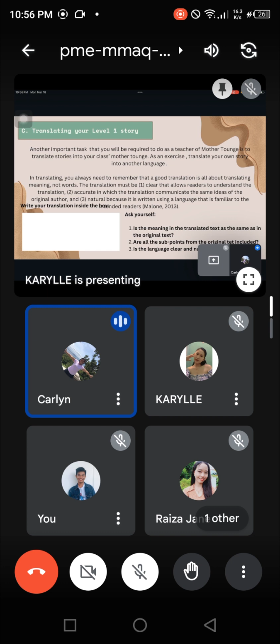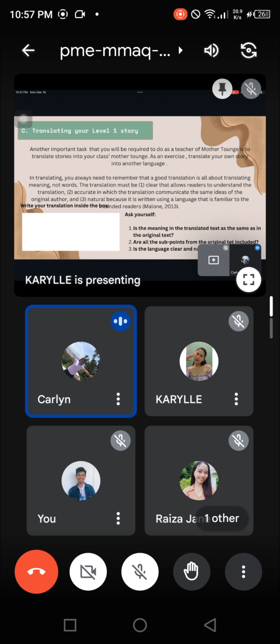So, ibig sabihin, dapat mag-match kung ano yung sa original na punto or yung concept na gusto ipahiwatig sa story, dapat ganun din daw po yung magiging punto or concept sa translation ng text. Pangalawa, are all the sub-points from the original text included? Yung mga maliliit na detalye daw po na kasama pa sa pag-translation.